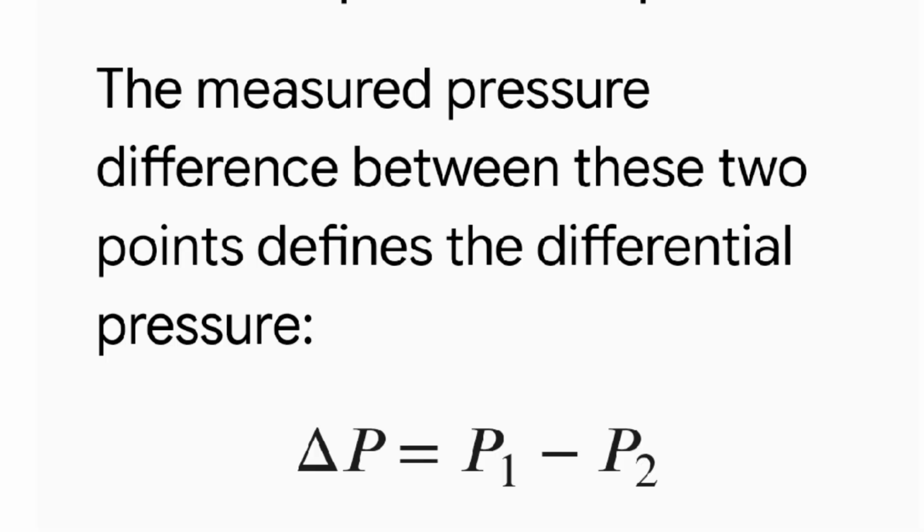2. Differential pressure ΔP generation. Two impulse taps are drilled into the pipe or flanges. High pressure tap P_1 is located upstream of the plate where static pressure is high and velocity is low. Low pressure tap P_2 is located downstream near the vena contracta where static pressure drops. The measured pressure difference between these 2 points defines the differential pressure. ΔP = P_1 - P_2.